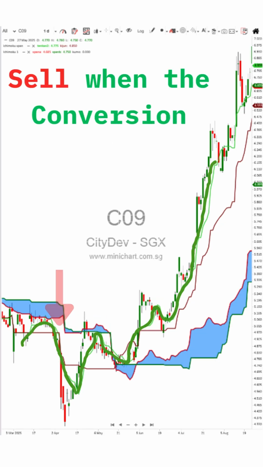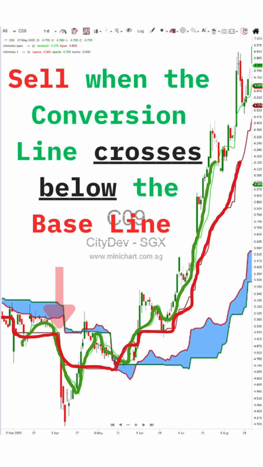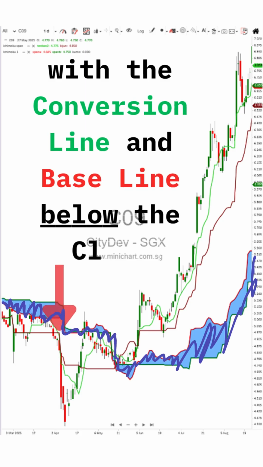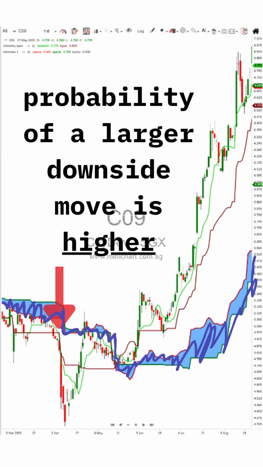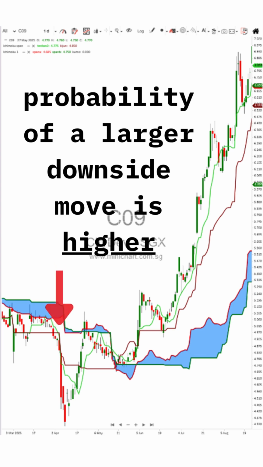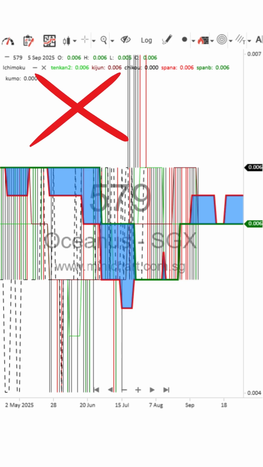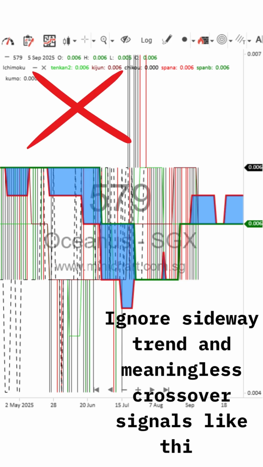Sell when the conversion, green, line crosses below the base, red, line and price is below both lines, with the conversion line and baseline below the cloud. The probability of a larger downside move is higher because when both lines sit below the Ichimoku cloud, it indicates a weaker long-term trend. Ignore sideways trend and meaningless crossover signals like this.